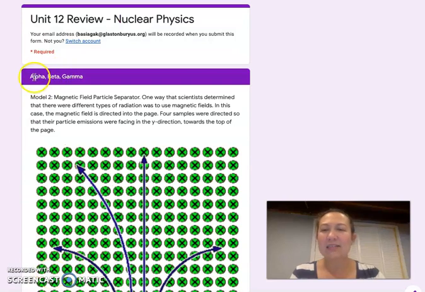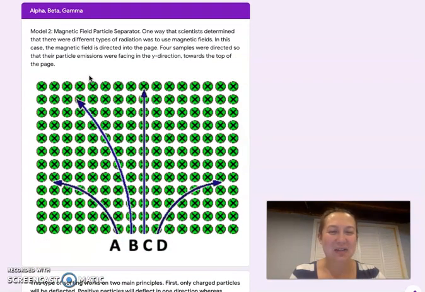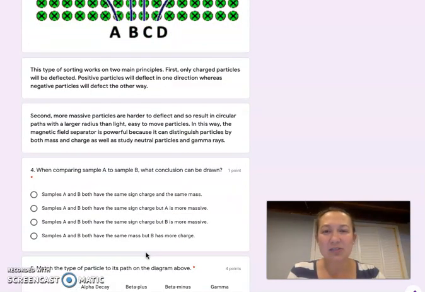Okay, so now we're talking about alpha, beta, and gamma emission. And I wrote this question as a throwback to when we originally did magnetic fields. One way that we study nuclear particles is we can put a sample over here by A, B, C, and D. If it bends one way, it's positively charged. If it bends the other, it's negatively charged. So C must be a gamma particle because it goes straight.